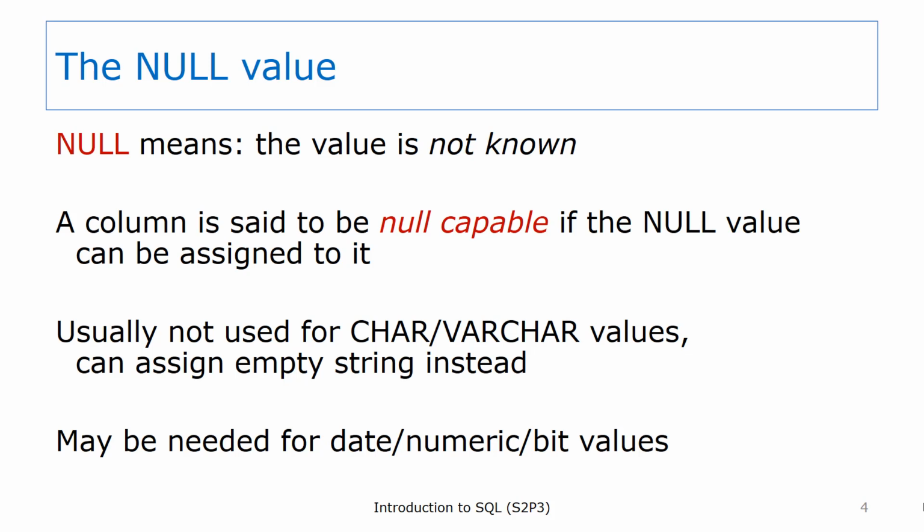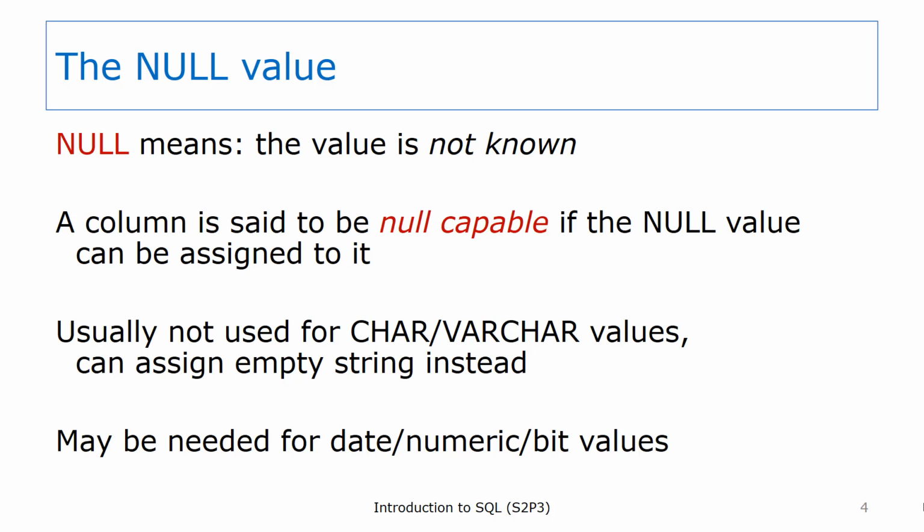Going back to the previous example of the name and address data, if you don't know the move-out date when you insert the name and address data into the table, you can assign the null value for the move-out date using the SQL insert statement. Null is defined on a column-by-column basis for each column in a table. If a column can contain the null value, the column is said to be null capable.